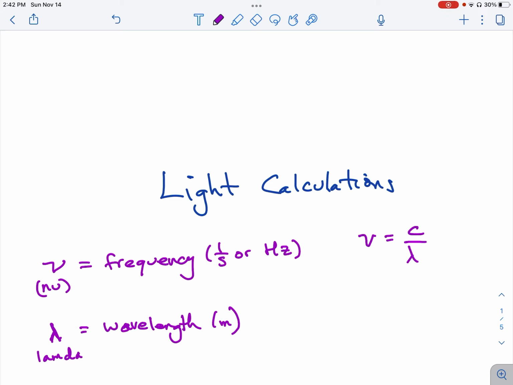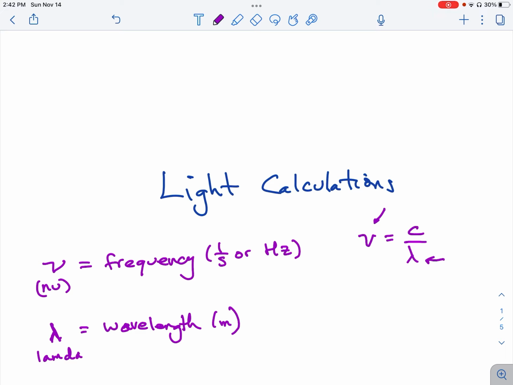That kind of makes sense because if you have a large wavelength, if they're all moving at the same speed, longer wavelengths, longer distance between peaks means your frequency is going to be smaller. Those peaks are going to pass you less frequently if there's a long distance between the peaks.